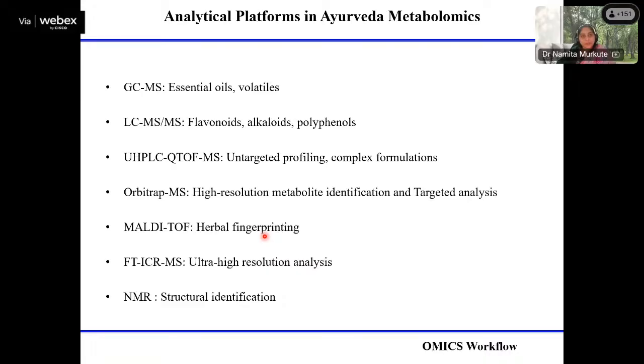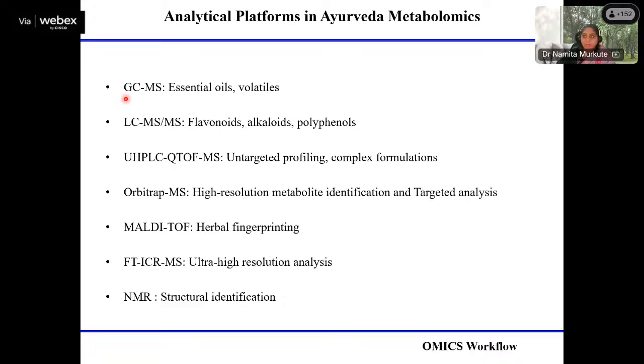Now, analytical platforms in Ayurvedic metabolomics. Which platforms are you using here? As I have told, GC-MS, gas chromatography mass spec. As we know, to make compounds volatile, a higher temperature is needed. And mostly essential oils and volatiles are identified by GC-MS, if you know that a particular plant has a higher percentage of oil in it.